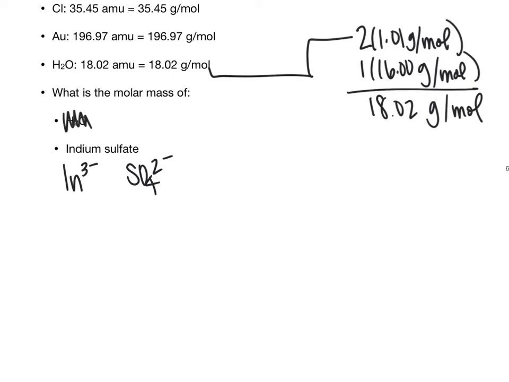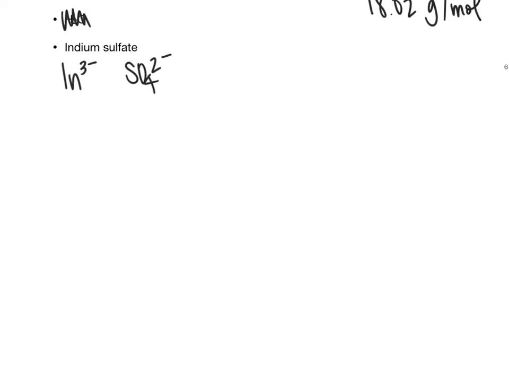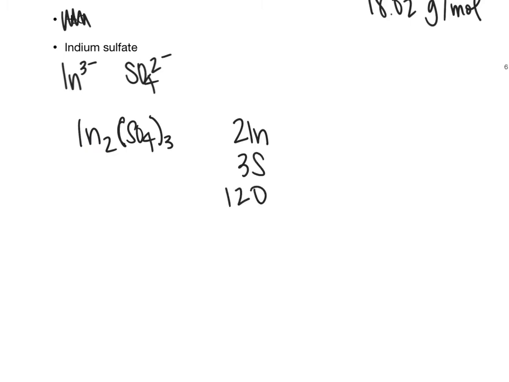And so in this case, we have In2(SO4)3. From here, we can start to think about what is the molar mass of that. We can do the same thing we've been thinking about. We have 2 indium atoms. We have 3 sulfurs, and there are, in fact, 12 oxygens. So don't forget that 3 times 4 needs to be propagated both over the oxygens and over the sulfur.